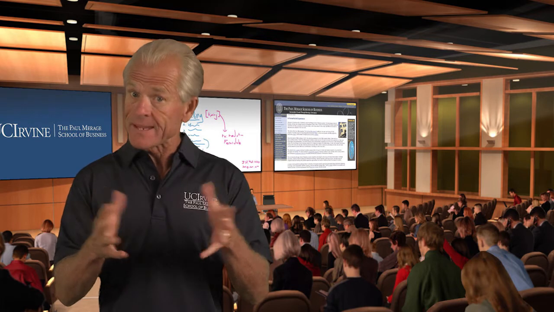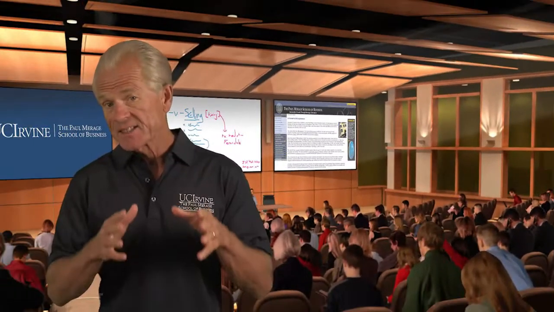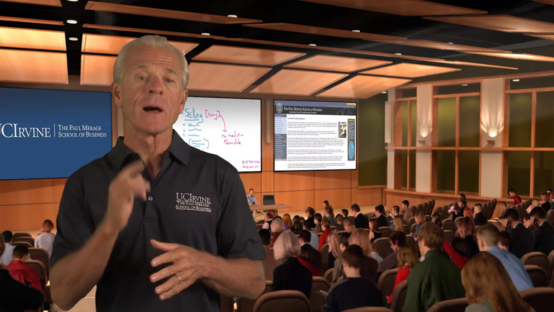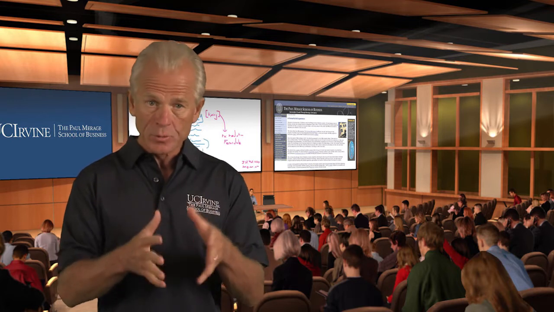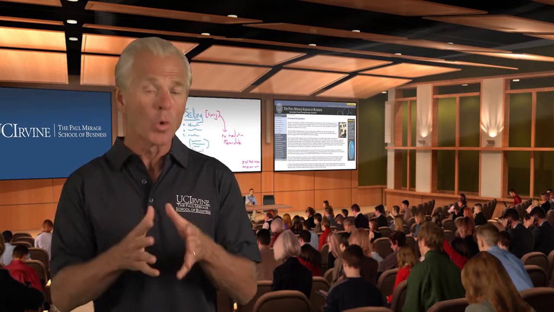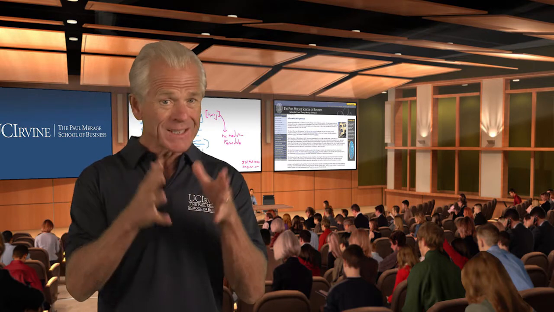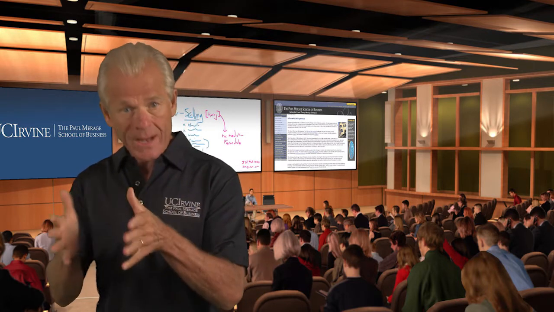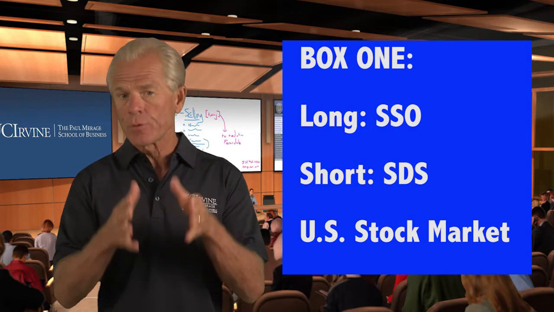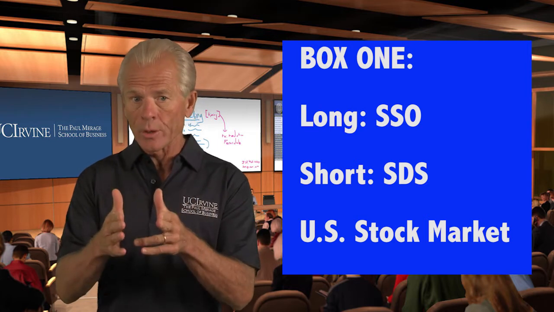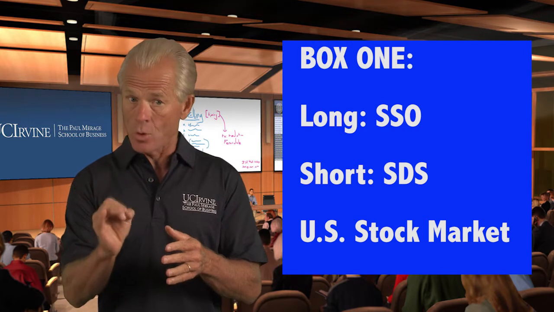Now, what about the actual contest? Well, here are the rules. StockTrak gives you $1 million of play money to invest over the contest period under very strict conditions designed to help you hone your macro skills. Basically, you have 4 self-contained boxes that you must trade within. For example, in box 1, 25% of your initial funds must be deployed either on the short or the long side of the U.S. stock market.